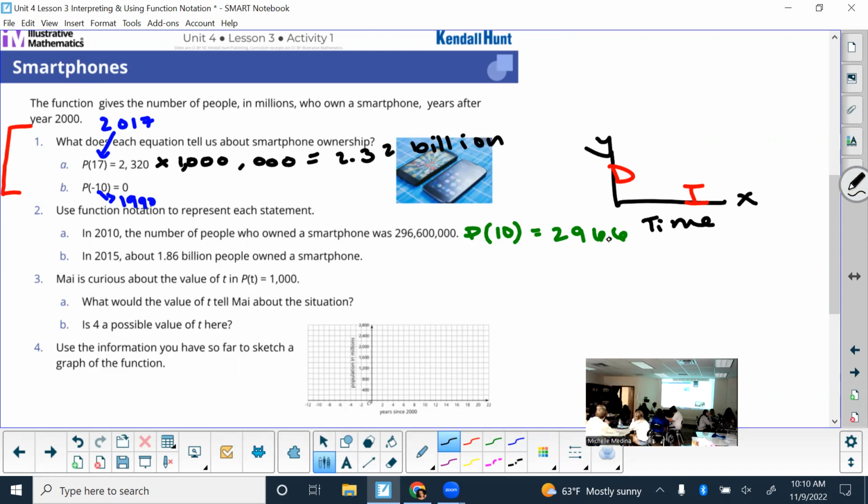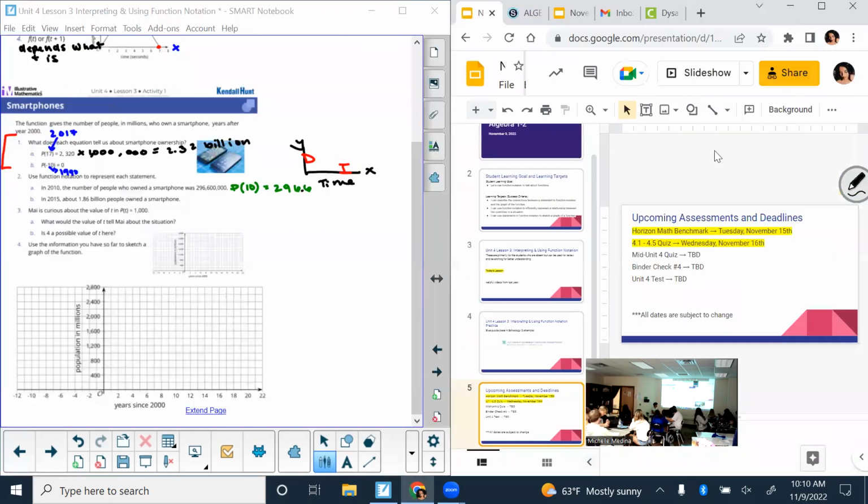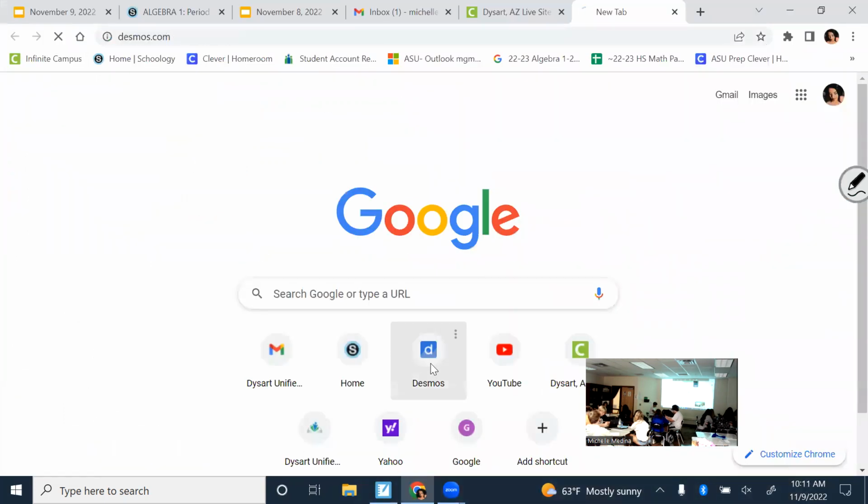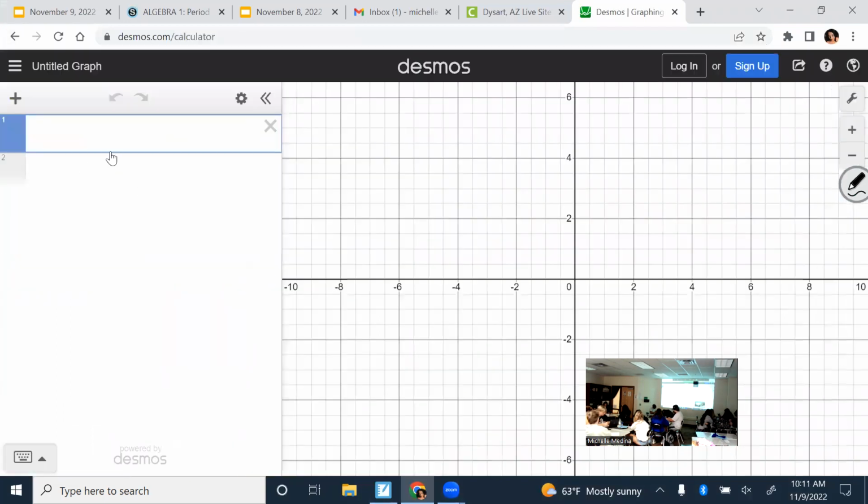So if you're ever unsure, I know it's hard to convert when you're going from billions or thousands or something of that sort. Just take your calculator, take that number, and since it wants it in the millions, multiply it by 1 million, which is 6 zeros. See if it matches what it's supposed to represent.